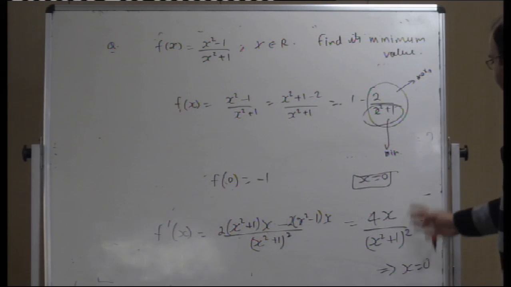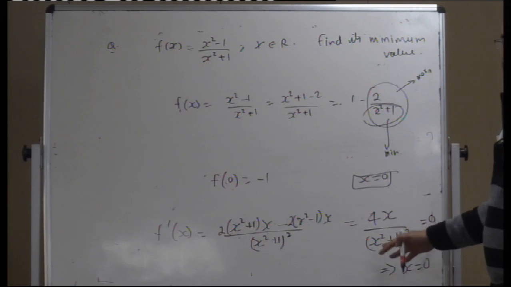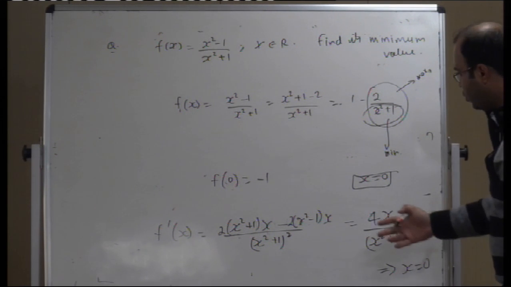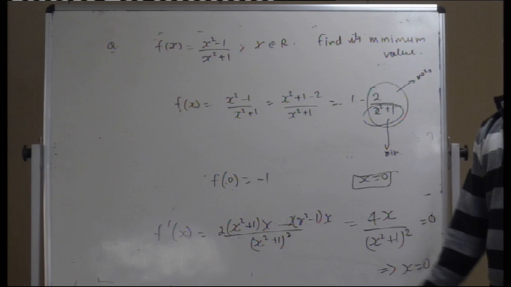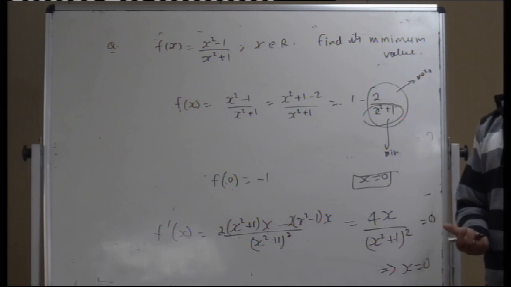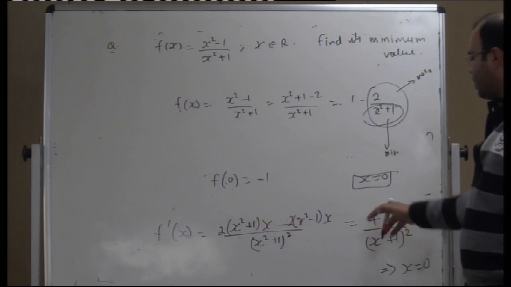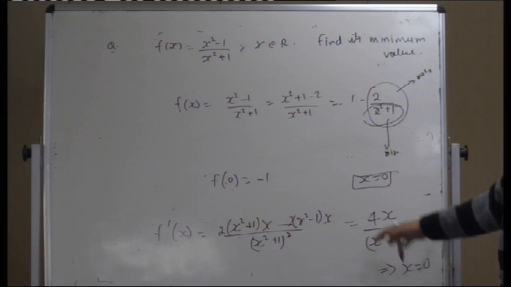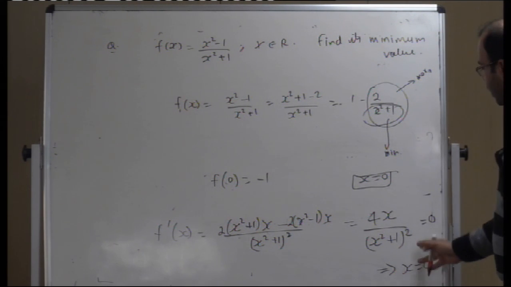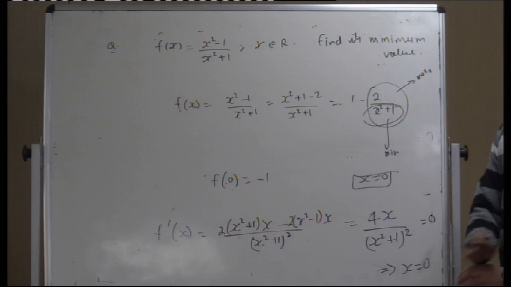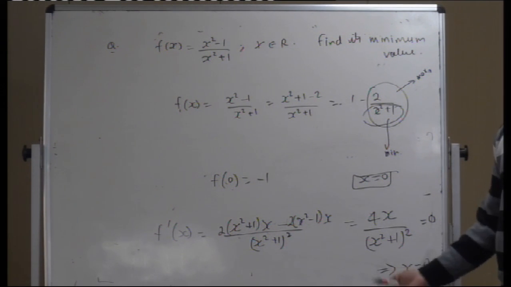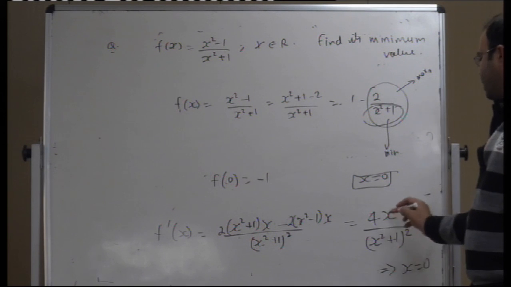Now when you equate it to 0, what will happen? You have to again double differentiate it to decide whether it is maxima or minima. But this function is quite difficult to double differentiate. It is very easy to see that (x square plus 1) whole square is always positive. There is no problem with that. We don't have to consider it even for sign. You have to just consider x, not even 4.